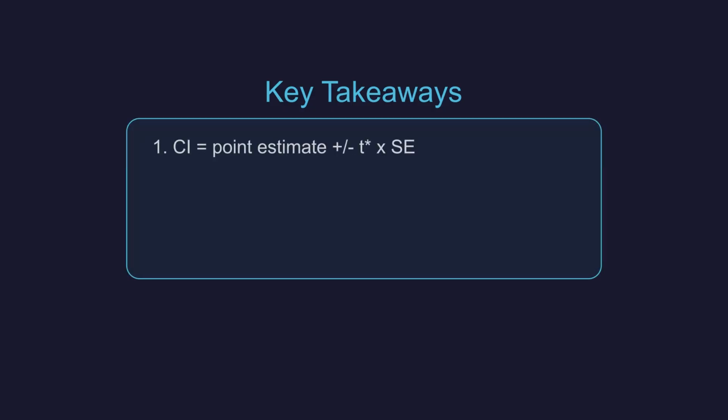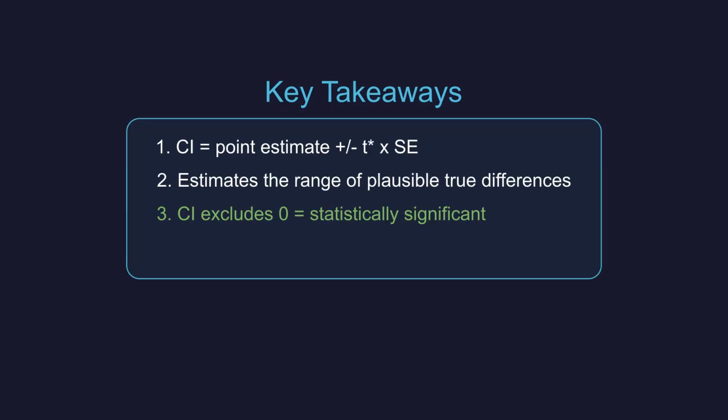To summarize, the confidence interval equals the point estimate plus or minus t star times the standard error. It tells us the range of plausible values for the true difference. If the interval excludes 0, we have a significant result. If it includes 0, the difference is not statistically significant.